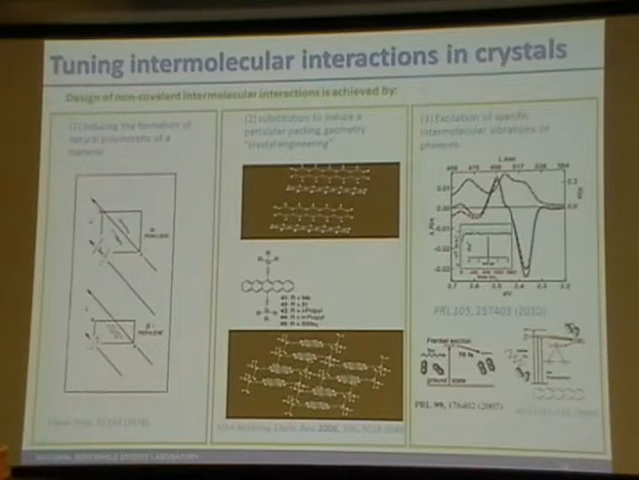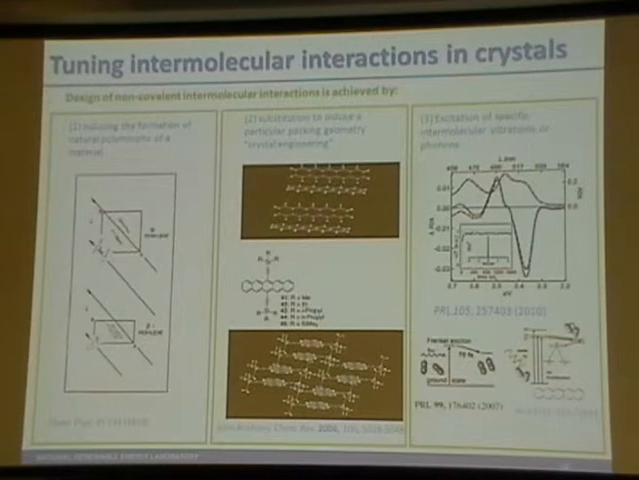And there's a lot of history, people manipulating the structures of crystals to try to alter the intermolecular coupling. And it goes back many years. This is an example. Parylene is a common example where it has two different forms. And the two different forms have different morphologies.